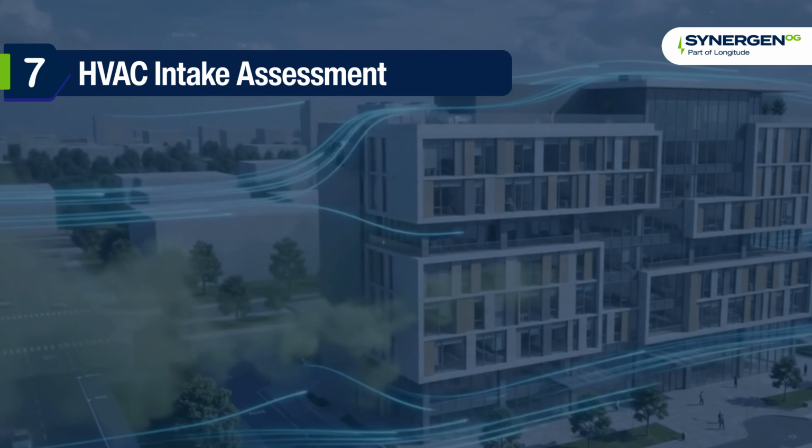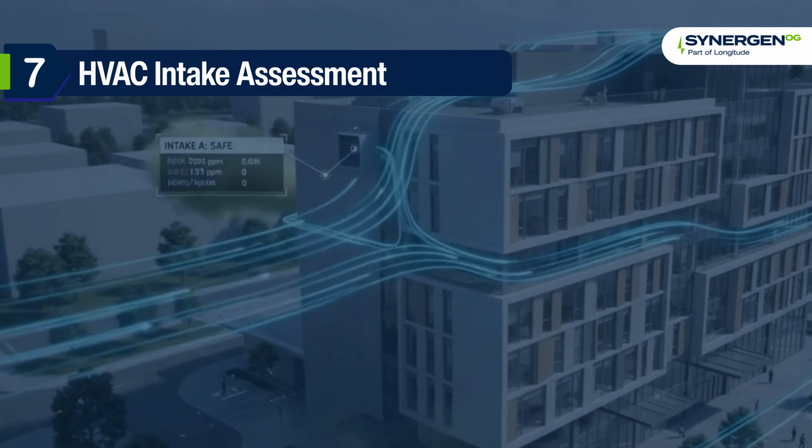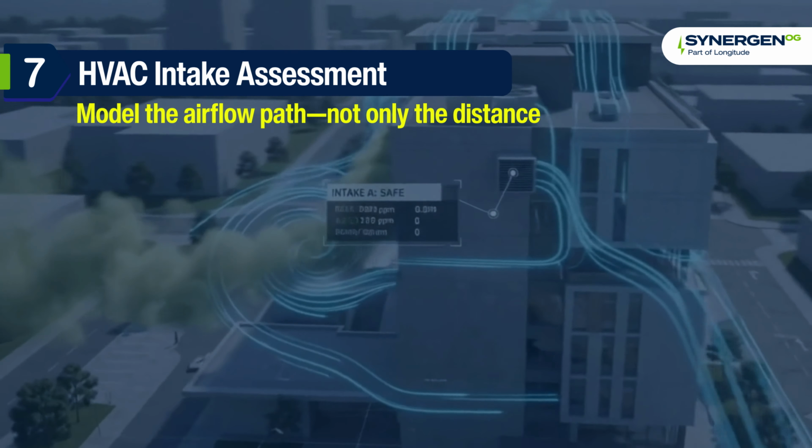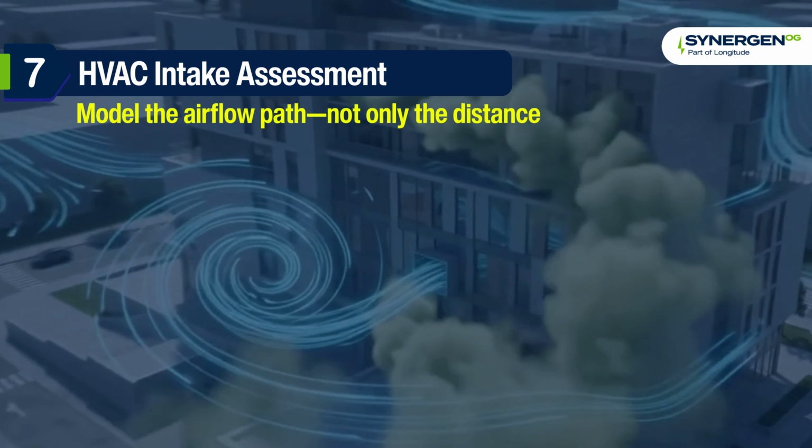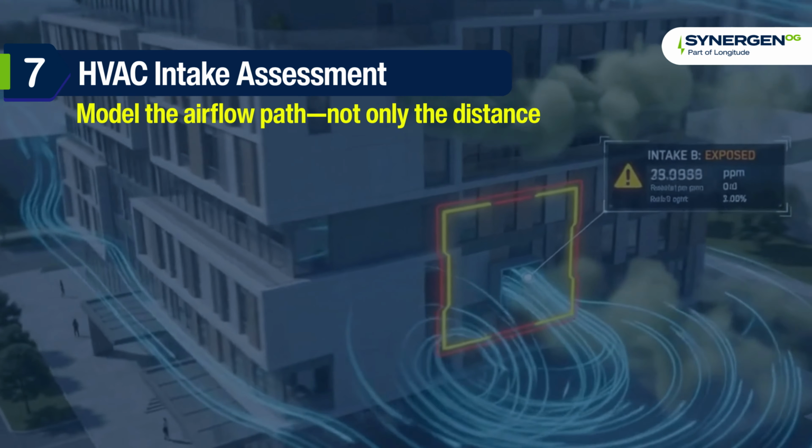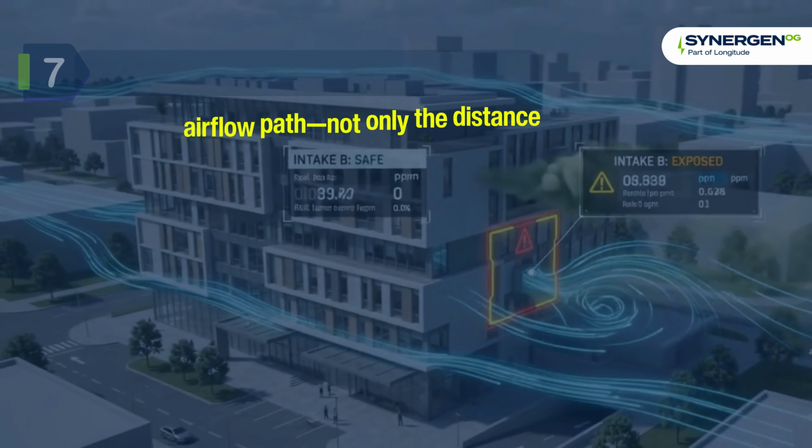Seventh, HVAC intake assessment. When control room or accommodation safety depends on intake location, a centerline distance is not enough. The analysis must represent the actual airflow route around the building.